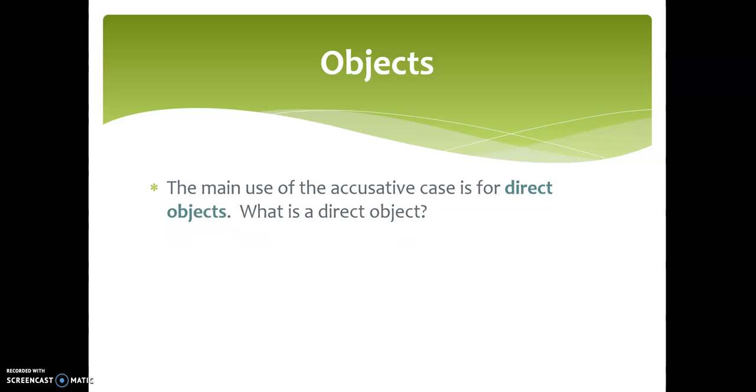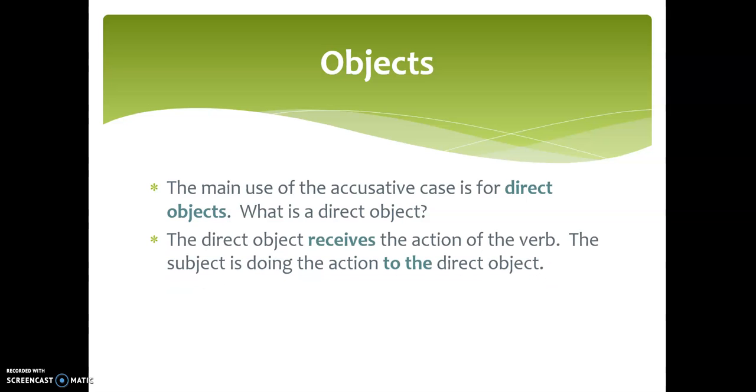Okay, so now we're going to get into direct objects. What is a direct object? Okay, the main use of the accusative case is for direct objects. The direct object receives the action of the verb. The subject is doing the action to the direct object. Zum Beispiel, ich werfe den Ball. Well, the ball is the thing that's being thrown by the subject. Therefore, it's going to be the direct object.